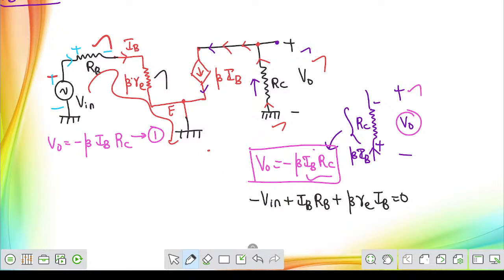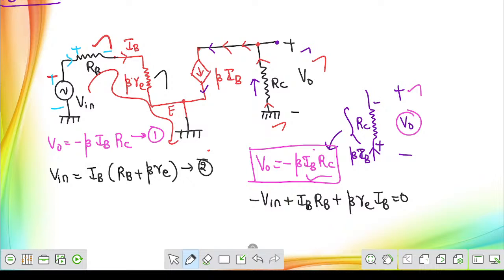From this expression, the input voltage Vn is going to be, it can be written as base current IB, inside the bracket base resistance RB plus beta times of RE. Correct? Treat this one as your equation number 2. That's it. This is over.